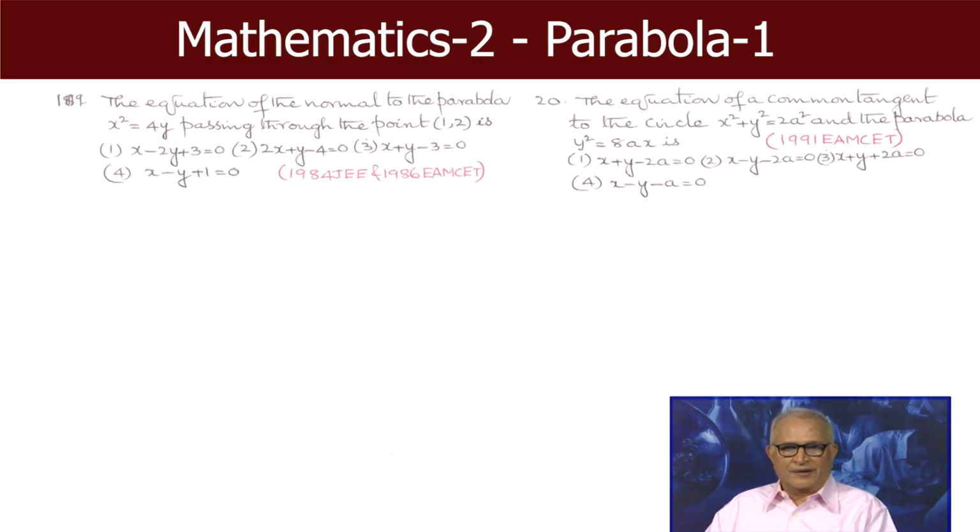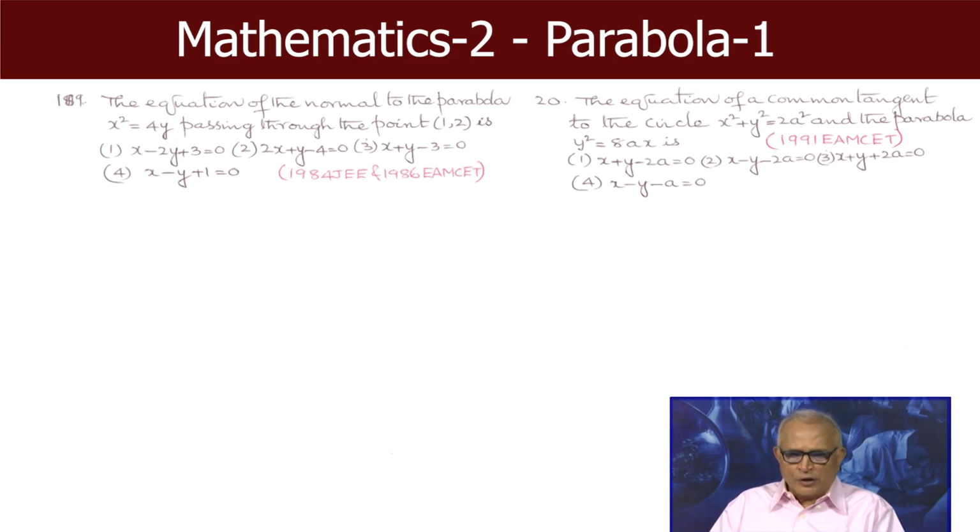Here 1, 2 is not on the parabola. See, 1, 2 doesn't satisfy the equation. When you replace x by 1 and y by 2, the equation x square equal to 4y is clearly not satisfied. Passing through the point 1, 2 means we must first find the point on the parabola where the normal drawn passes through 1, 2. Then you get the normal equation. Instead, if you directly say at 1, 2 and put the usual formula, it is very dangerous. 1, 2 is not a point on the parabola.